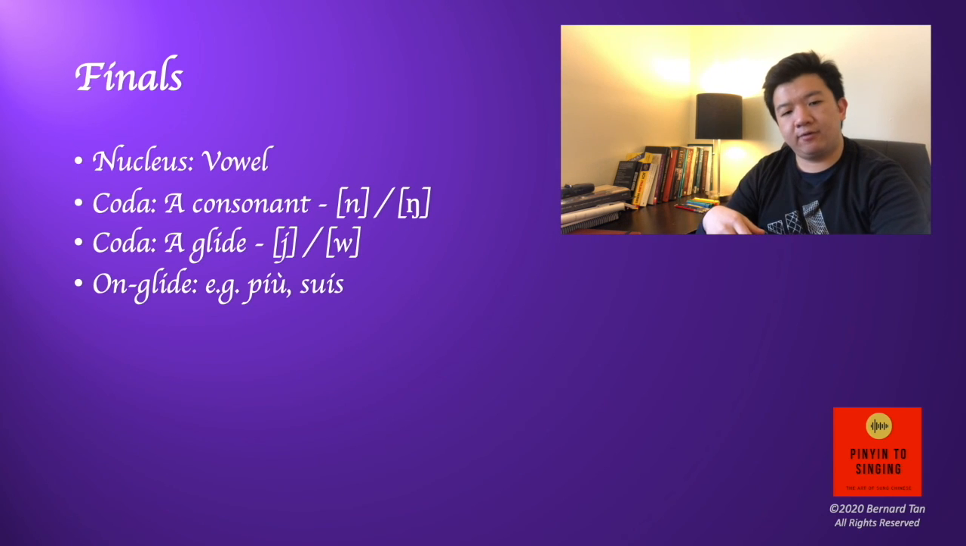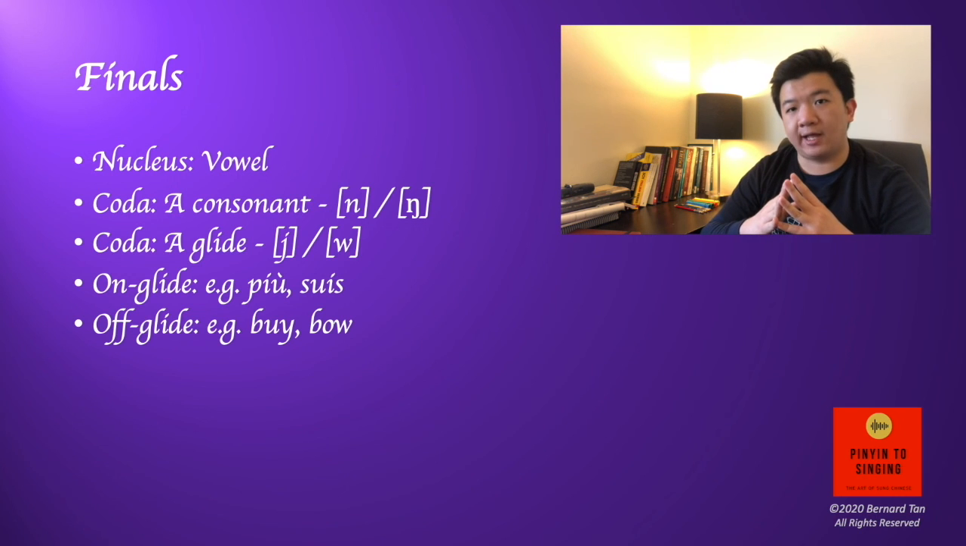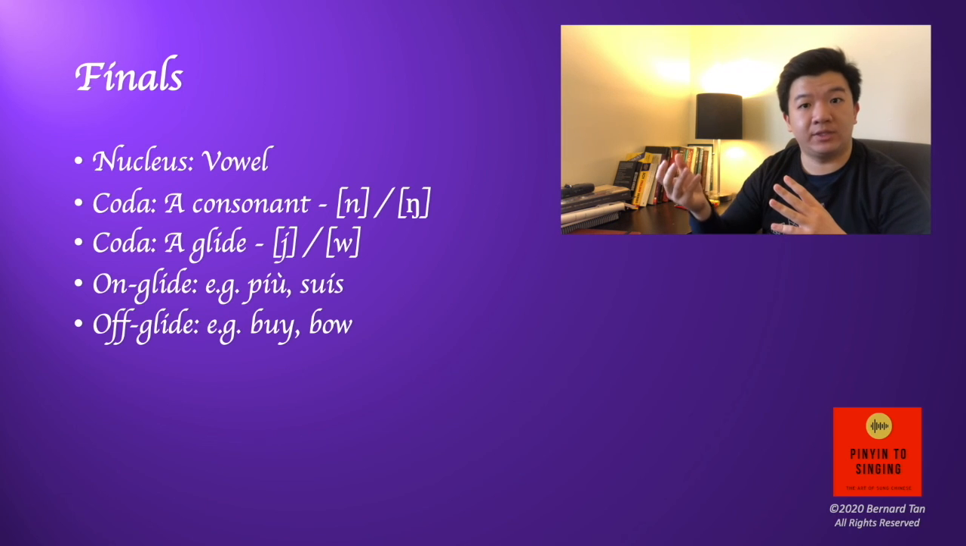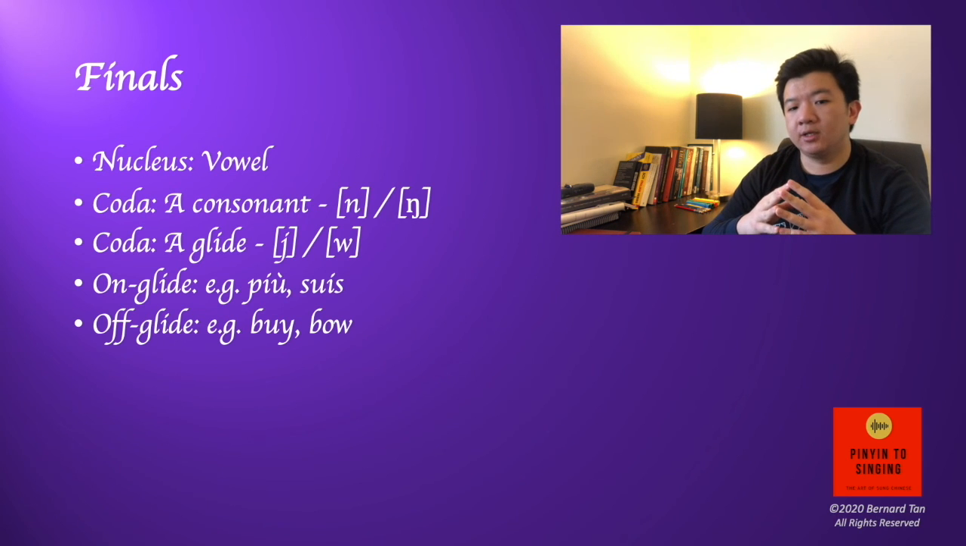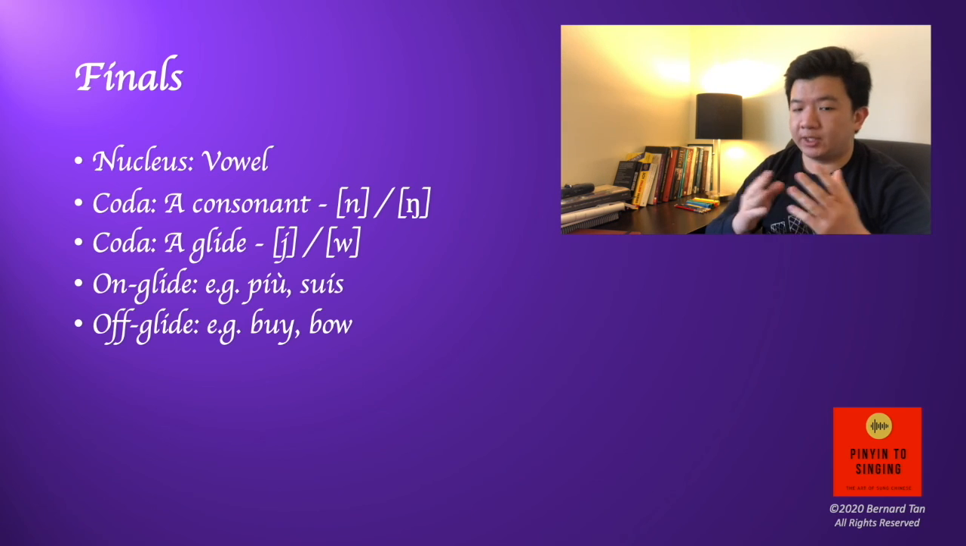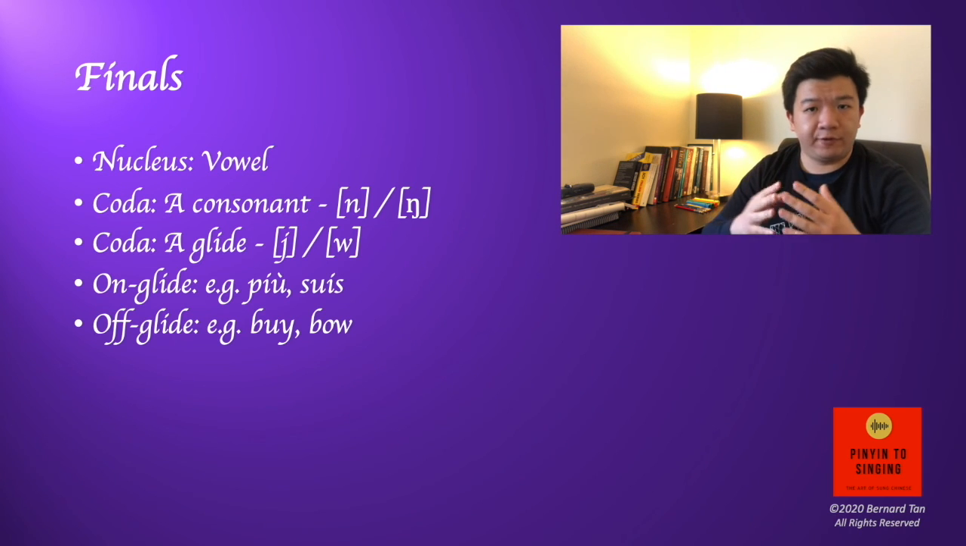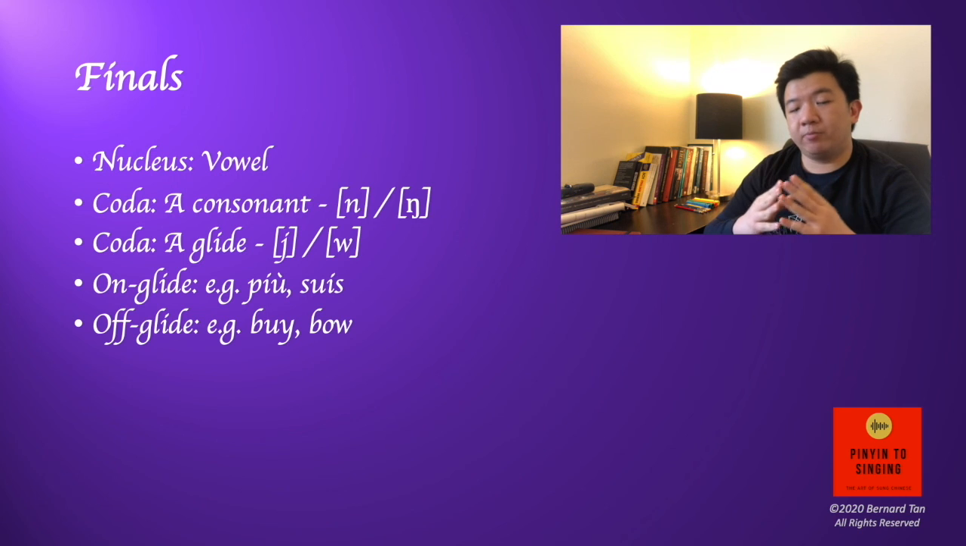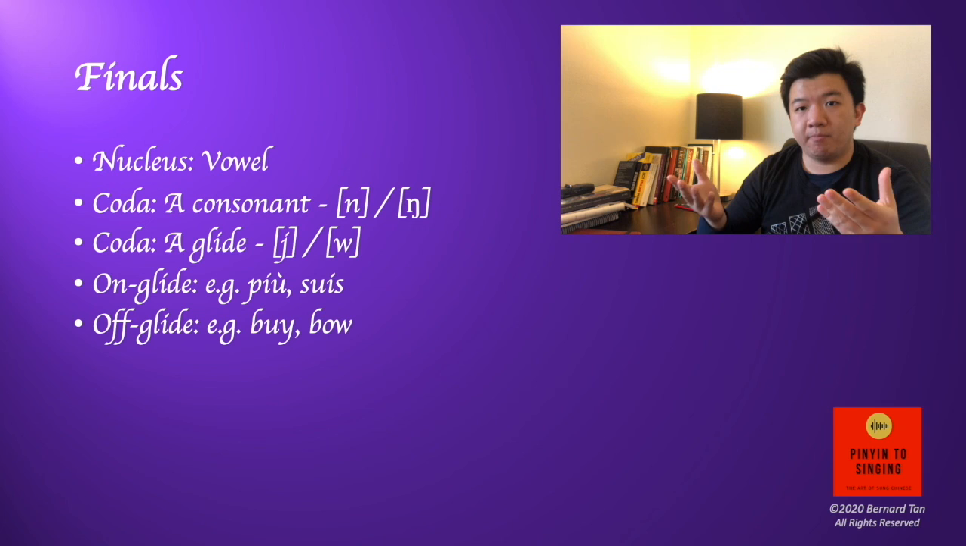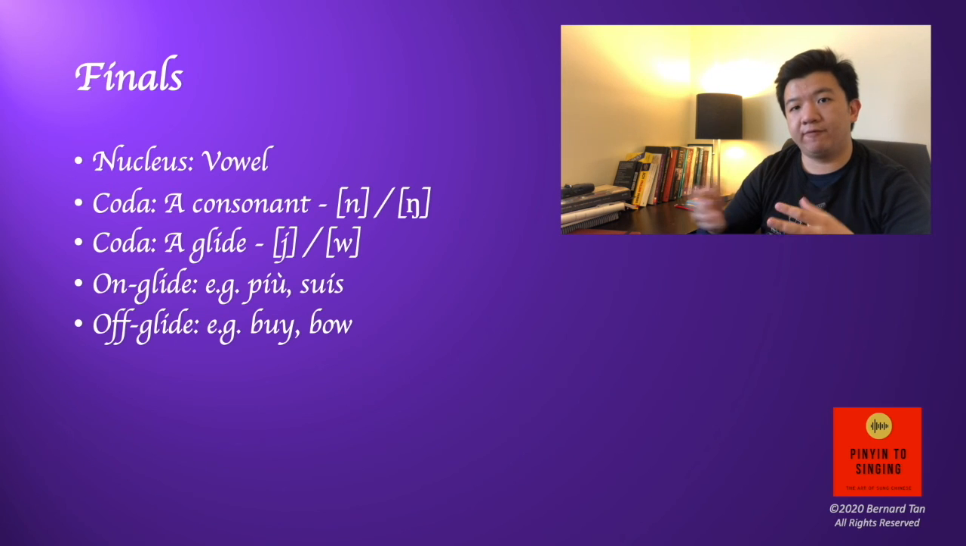On the other hand, we have an off glide, which means that the glide happens at the end of the vowel and it happens quickly. For instance, we have two English words, because off glides happen very frequently in English. The word buy, B-U-Y, we say buy instead of ba-ee. And the second word is bow. Again, the same main vowel, with a different glide, this time a W glide, bow instead of ba-oo.